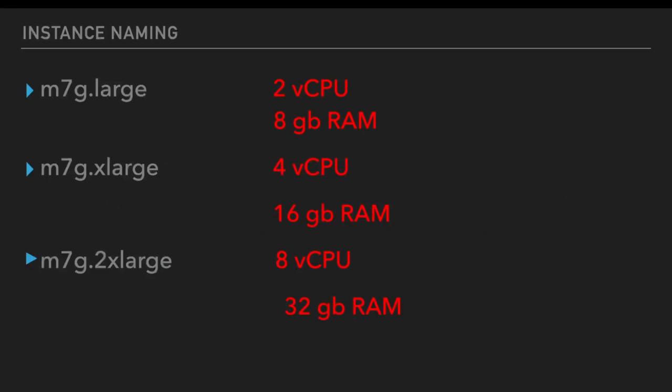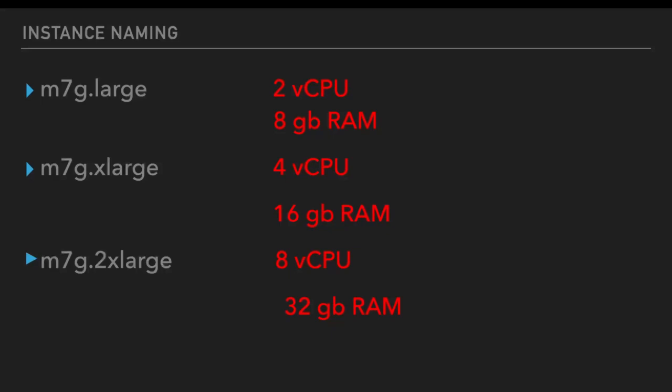Okay, so here we have three different instance types. We have an M7G large, an X large, and a 2X large. Now, the large instance has two vCPUs and 8 gigs of RAM. Now, the extra large has four vCPUs and 16 GBs of RAM, and the 2X large has two times that of extra large, so it has 8 vCPUs and 32 GB of RAM.